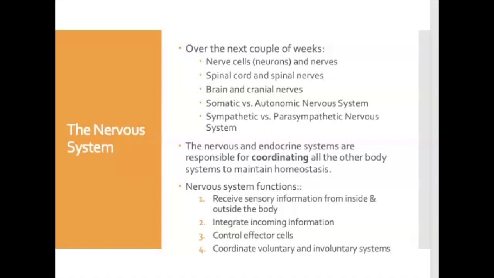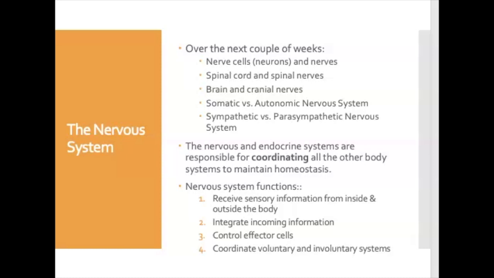We'll be talking about the spinal cord and spinal nerves emerging from it. We'll talk about the brain and the cranial nerves. We'll compare the somatic and the autonomic branches of the nervous system. And within the autonomic branch, we'll talk about sympathetic versus parasympathetic nervous system tissue.